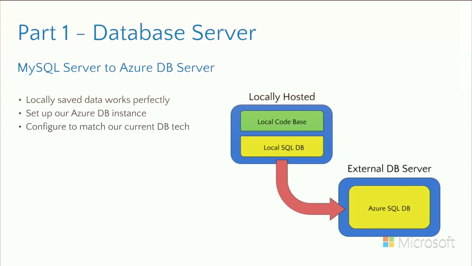Even though our locally saved data works perfectly, it's local. Once again, we want to avoid that as much as we can. So we're going to set up our Azure DB instance. We're going to determine which database we want and also how we're going to use it. We're going to configure it to match our current database. We want to mirror whatever we have locally because we know our local version works. Let's not alter too much when we export it out to the external database server.